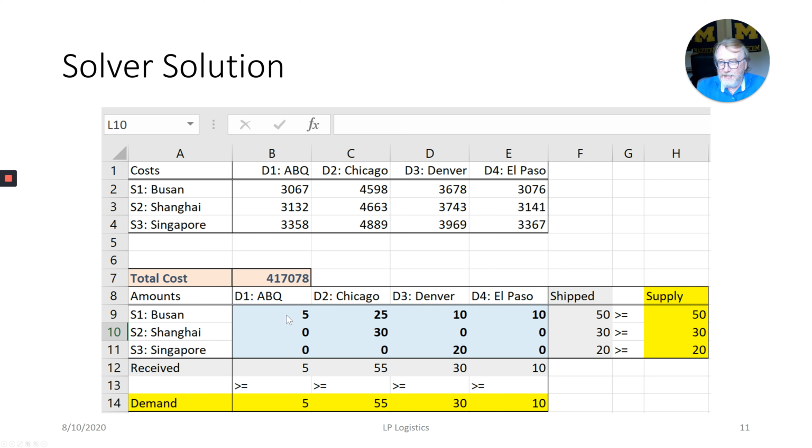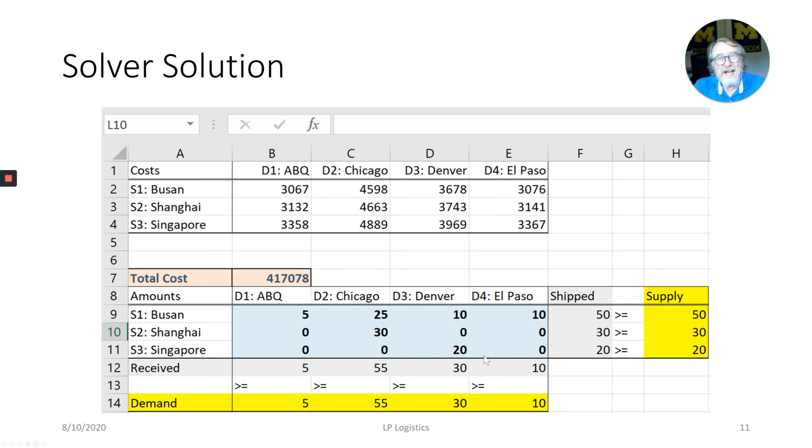And what's the shipping? Well, out of South Korea, we send 5 to Albuquerque, 25 to Chicago, 10 to Denver, and 10 to El Paso, and that's a total of 50, right? So when you have this bigger than or equal to, you're not going to ship more than you need to, right? Because if you ship more than what you need to, you're incurring a cost for no apparent benefit. So that's fine. For Shanghai, we ship 30 to Chicago, and for Singapore, we ship all 20 to Denver. And then you can see here how much arrives at the destination. We're making 5 at Albuquerque, 55 at Chicago, 30 at Denver, and 10 at El Paso.